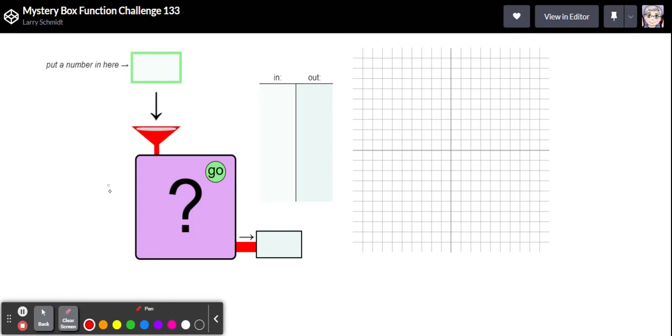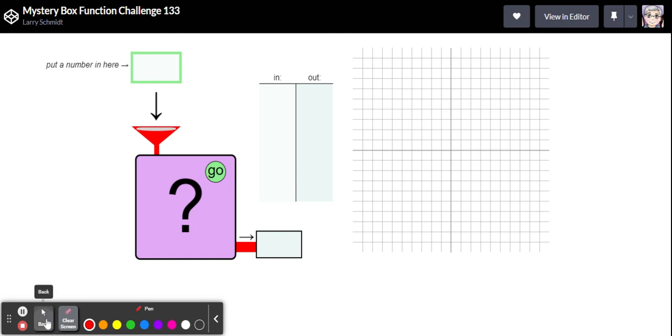Hello everybody and welcome to another Mystery Box Function Challenge. In the purple box we've got some mystery math and your challenge is to figure out what it is. You can try this out with the link in the description, and when you think you've got an answer, come on back and see if we get the same thing.